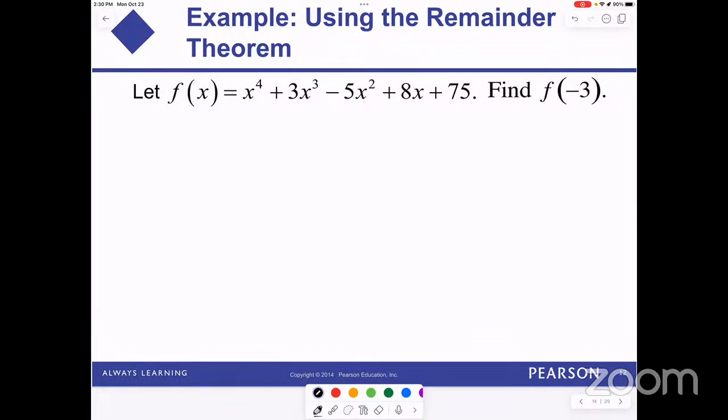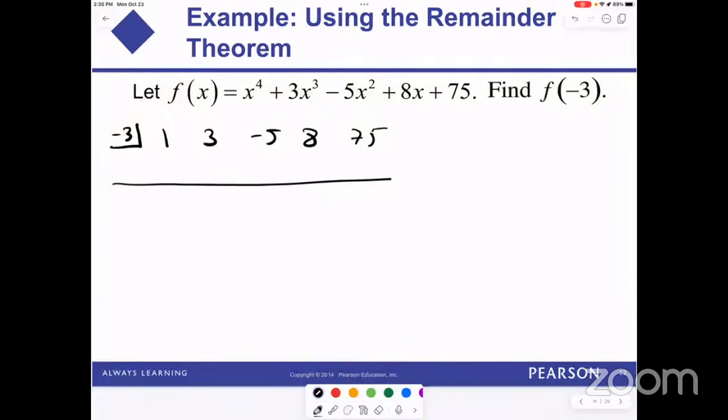So our zero in this case is going to be our negative 3. We take our coefficients: 1, 3, -5, 8, 75. We started with the degree 4, so 1, 2, 3, 4, 5 coefficients is correct, right? Notice every power is accounted for. We have power of 4, power of 3, power of 2, power of 1, and power of 0. So we don't need a placeholder here. We're good. So then let's do synthetic division.